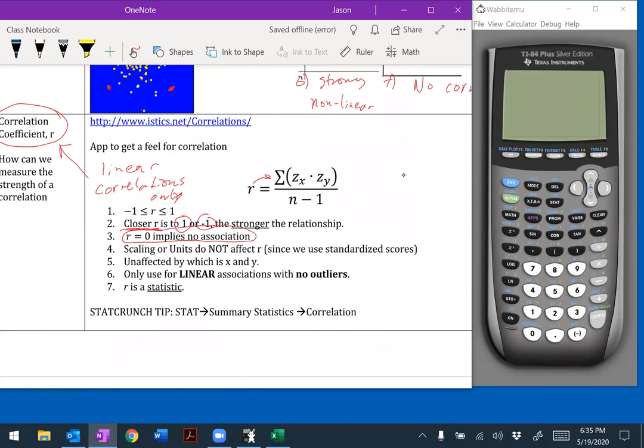R equals 0 implies no association. Scaling units do not affect R. It is unaffected by which is X and which is Y. You can flip it upside down. We only use linear associations with no outliers. And R is a statistic.